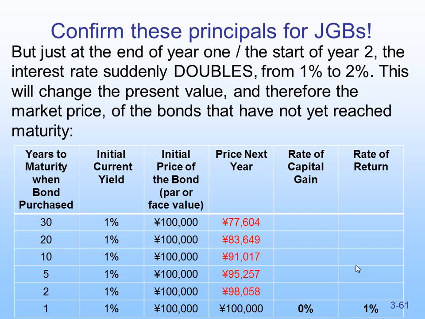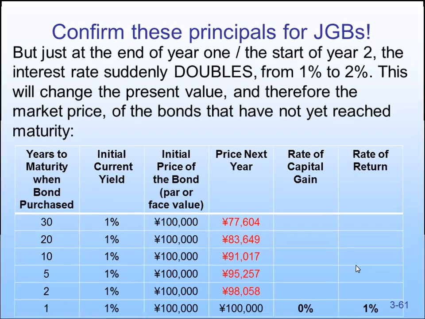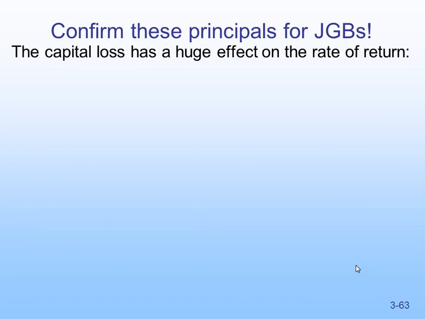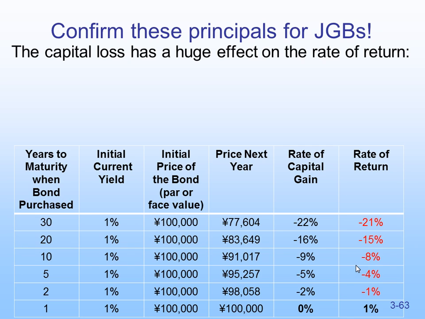What's the rate of return? Negative 22 is the rate of capital gain. 23. It's negative 21. Yes, but a little late. I've been waiting back there for 20 minutes. It's negative. Negative.